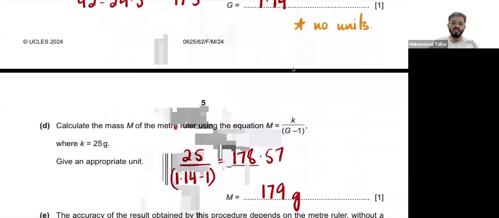It has no units, and this is what will be used in this next part. Calculate the mass m of the meter ruler using this equation. M equals k over g minus 1. K is given as 25 grams, so we have the unit here, but the gradient has no units, so it's just the value. So whatever is the unit of the numerator would also be the unit of this entire fraction. So since this was in grams, this is also going to be in grams, and then I just plug this into the formula.